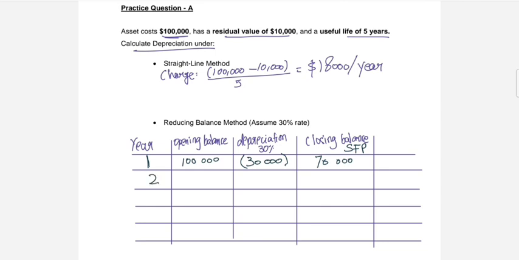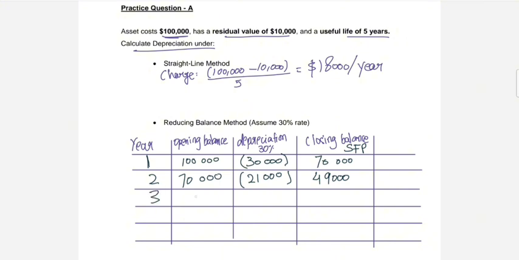Then we go on to the second year. The thing different about the reducing balance method is that you will carry forward this closing balance as the next year's opening balance of 70,000, and you will charge 30% on 70,000. So when you charge 30% on 70,000, you will see that it comes out to be $21,000. This is the depreciation charge, and then when you deduct depreciation from this value of the asset, you will come to know that it will give you 49,000. This is going to be the carrying value, the closing balance on the asset at the end of year 2.